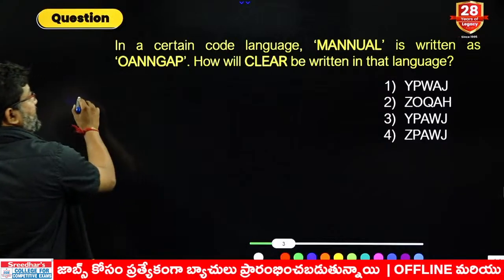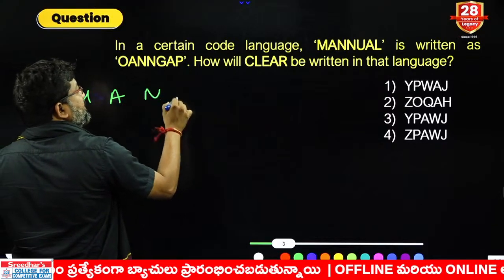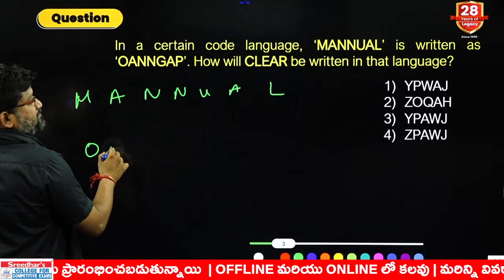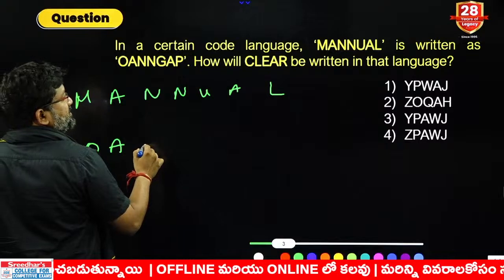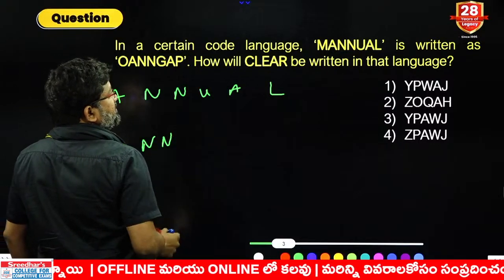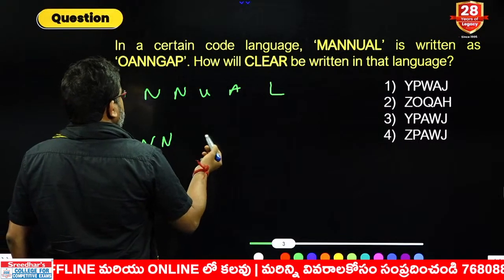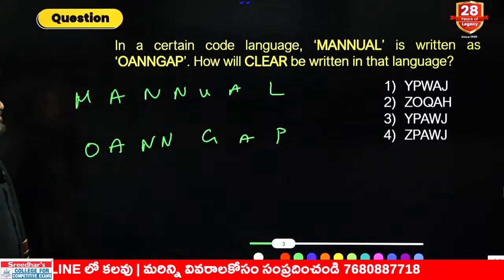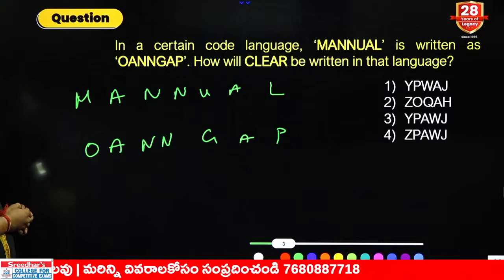Manual. M-A-N-N-U-A-L. This is O. This is A. This is N, N, and then G, and this is A, and this is P. Clear? Yes, come on.